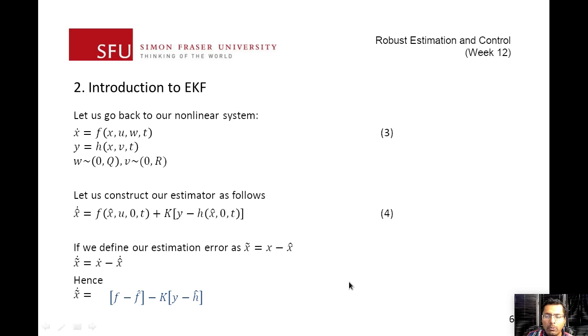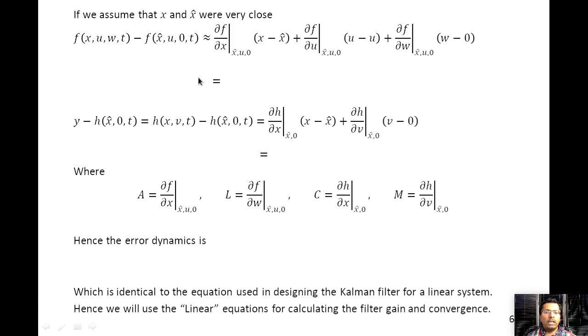So now let's keep moving forward. For this equation, I can expand it with a linearized, Taylor series expansion of this term about x hat. This becomes f of x hat, which cancels out, plus df by dx times x minus x hat, plus df by du times u minus u, because the same u appears in both places, and then partial f partial w times w minus 0. If I clean this up, I can write this as A x tilde plus L w.